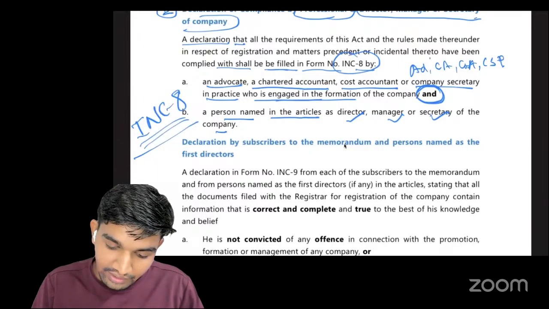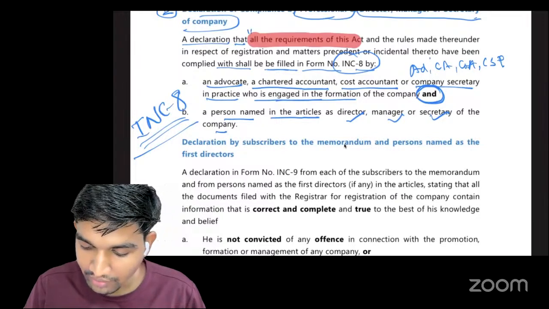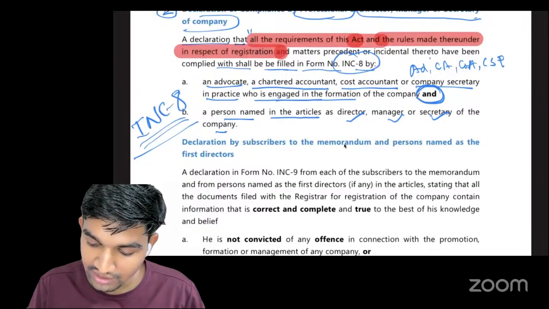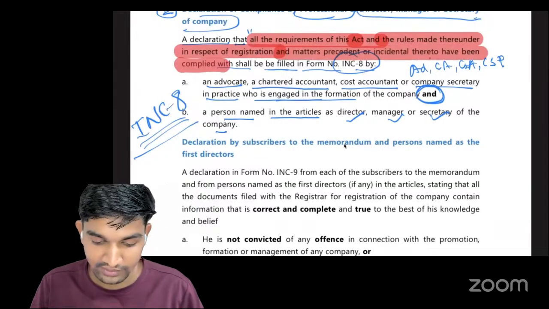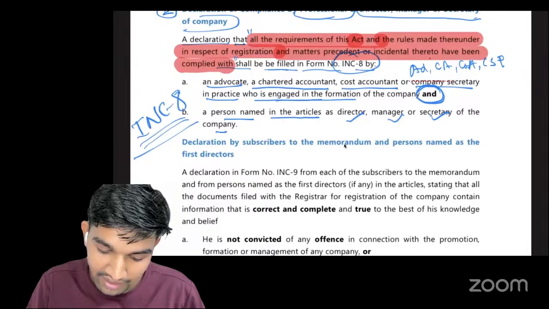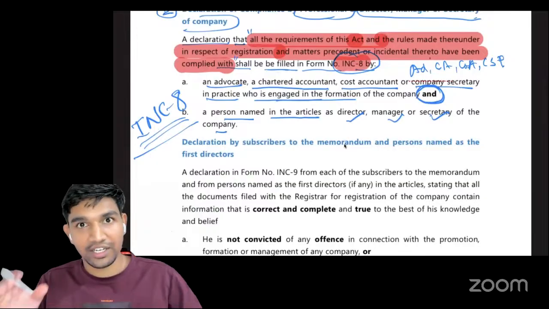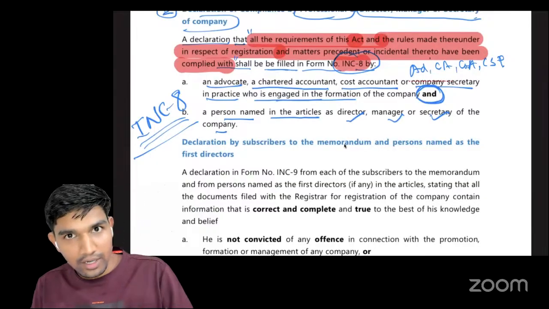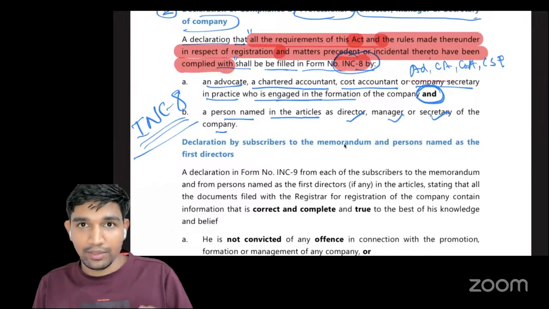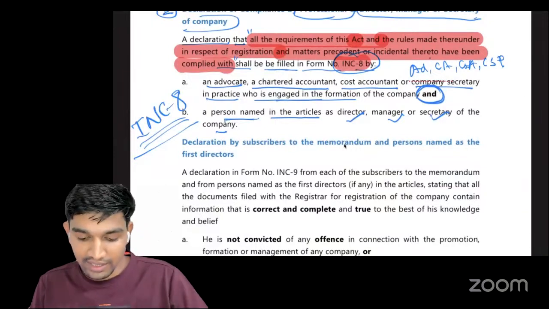So this declaration that all the requirements of this Act and the rules made thereunder in respect of registration and matters precedent and incidental thereto have been complied with shall be in form number INC-8. By whom? For external, an advocate, chartered accountant, cost accountant, or company secretary in practice. And for internal, the person named in the articles as director, manager, or company secretary.